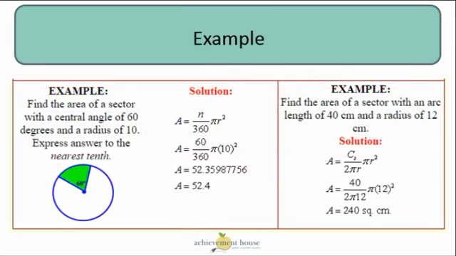Here's an example. Find the area of a sector with a central angle of 60 degrees and a radius of 10. Express answer to the nearest tenth. So our central angle is 60 degrees.